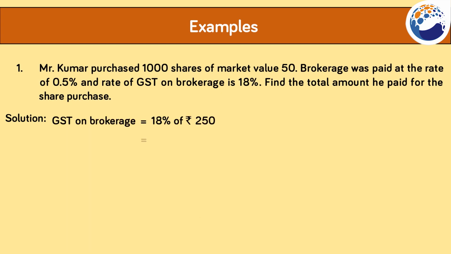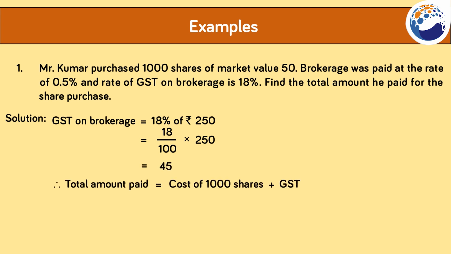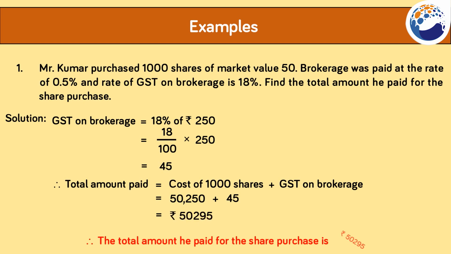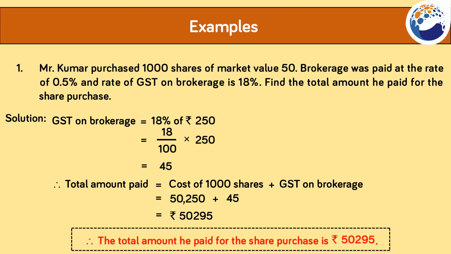GST on brokerage is 18% of 250, which is equal to 18 upon 100 into 250 is equal to 45. Total amount paid is equal to cost of 1000 shares plus GST on brokerage is equal to 50,250 plus 45 is equal to rupees 50,295. Therefore, total amount he paid for the share purchase is rupees 50,295.